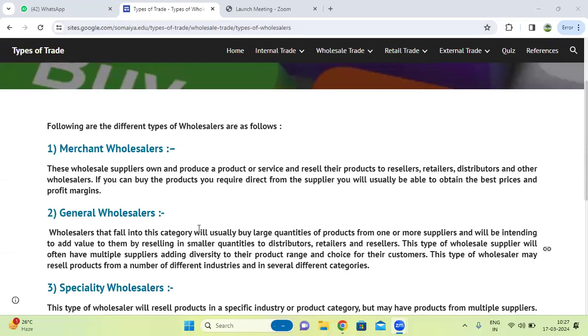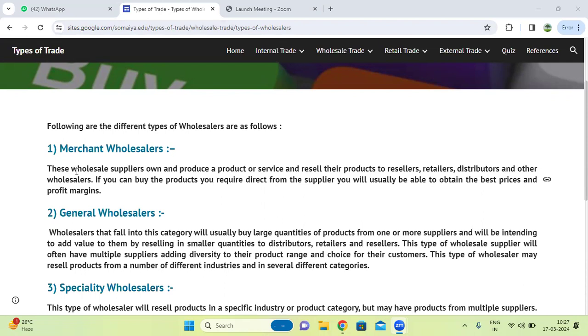Morning all. Today we are going to discuss one of the important questions: the different types of wholesalers. Some points can be included. The first one is the merchant wholesaler.